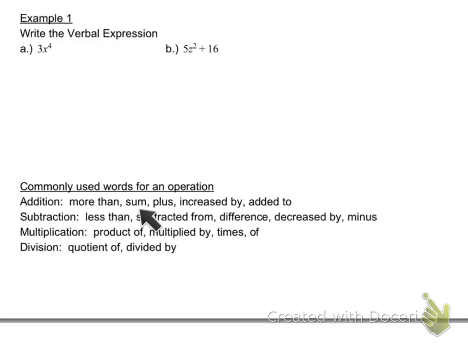You can talk about the sum of two numbers. You can say 5 plus 7. You should be able to write that. 7 is increased by 2. Can you write that? How about 5 is added to 7? Those are all things you should be able to do. Subtraction, we use less than. We use subtracted from. Difference, big one. Decrease by and minus. Multiplication, sometimes you go the product of. The product of 3 and 4 is 12. Multiplied by, times, and of sometimes is for multiplication. And division is the quotient of, divided by, etc.